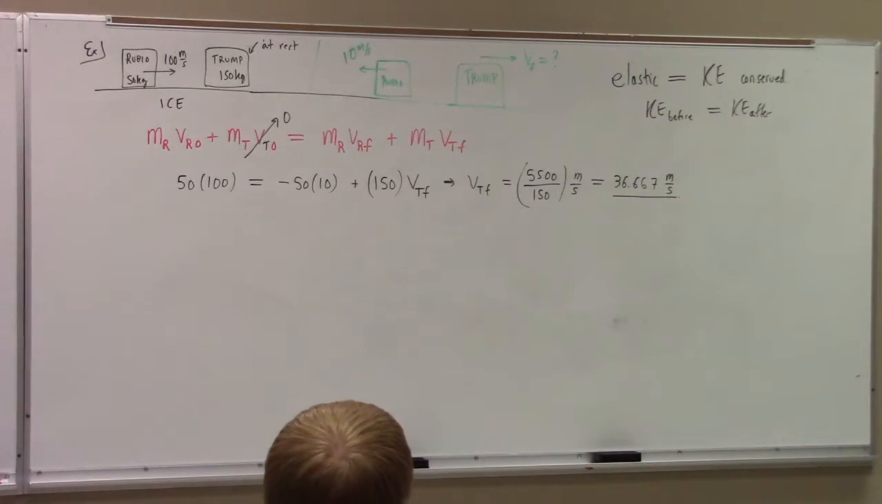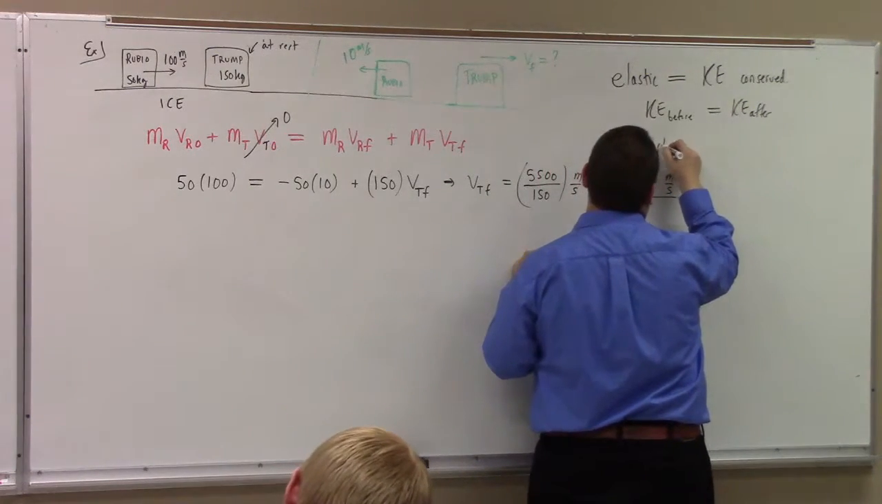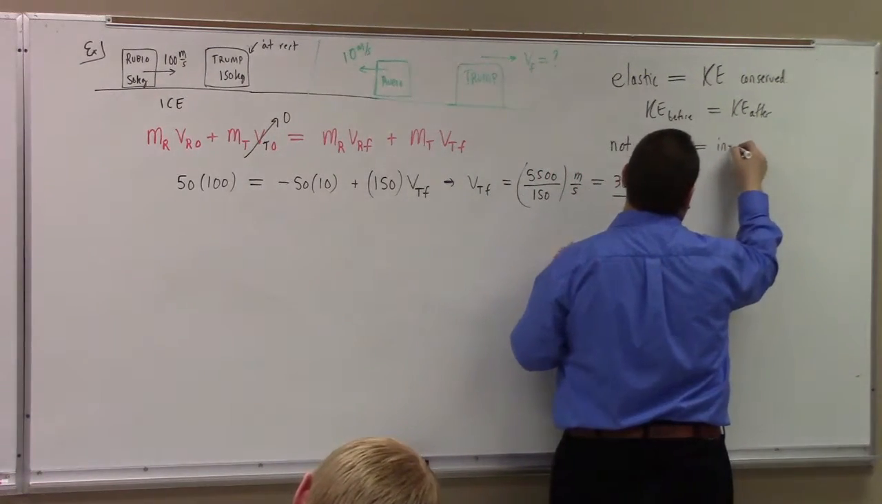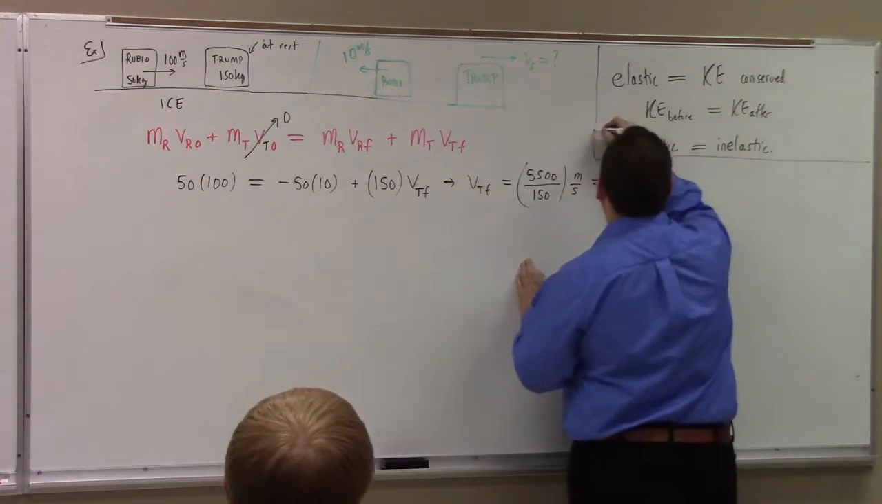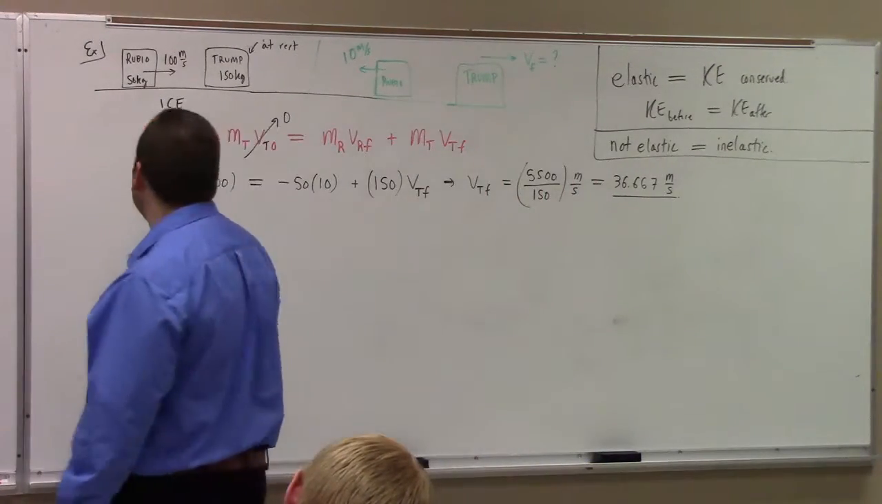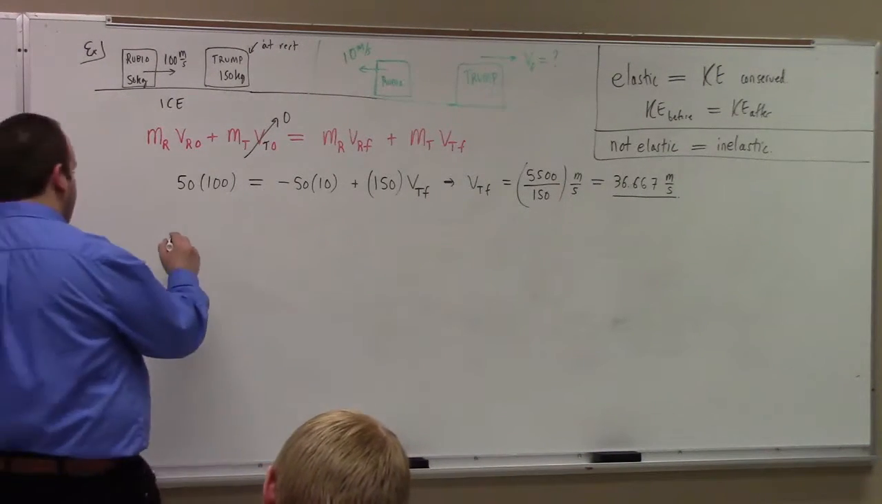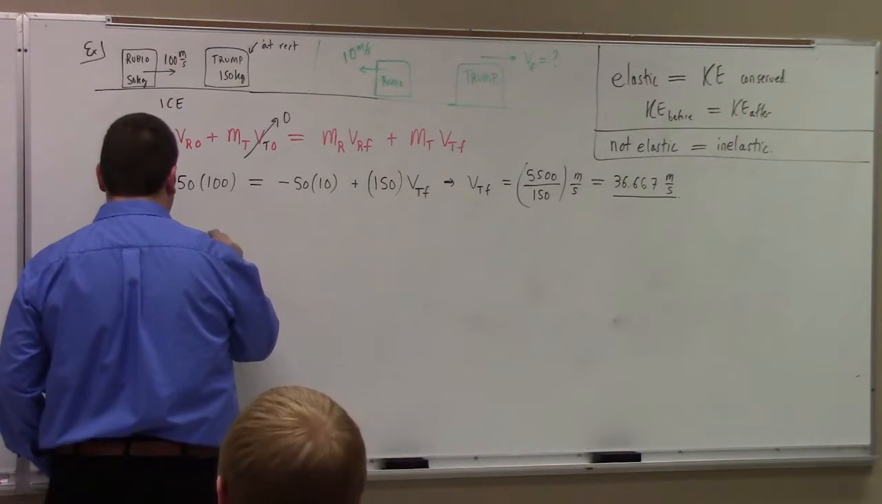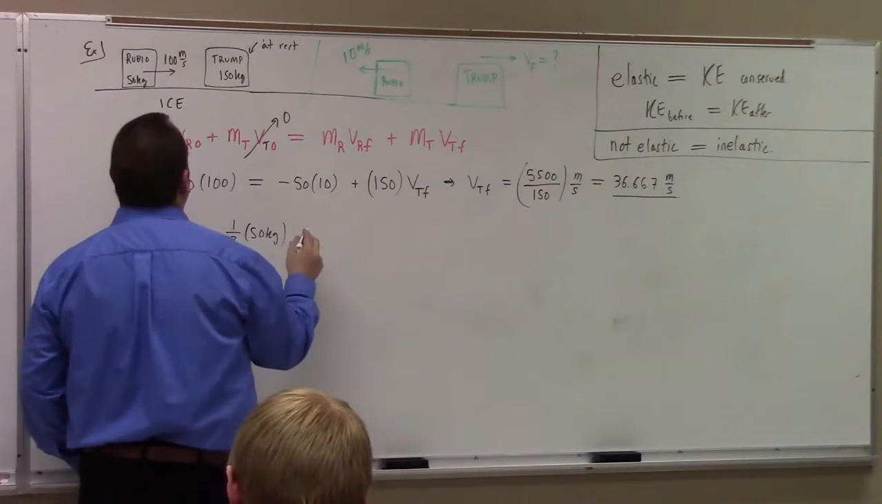And then if it's not an elastic collision, not elastic is equal to inelastic. All right? Little terminology there. You need to learn it. So is this collision elastic or inelastic? What's the kinetic energy before? One half mass of the Rubio times the speed of the Rubio squared.